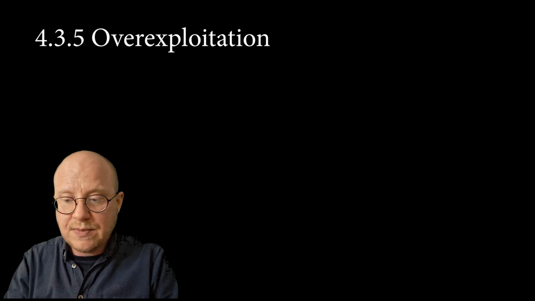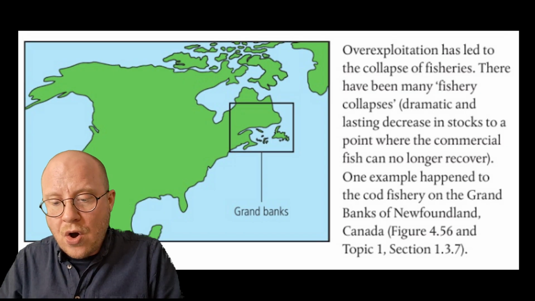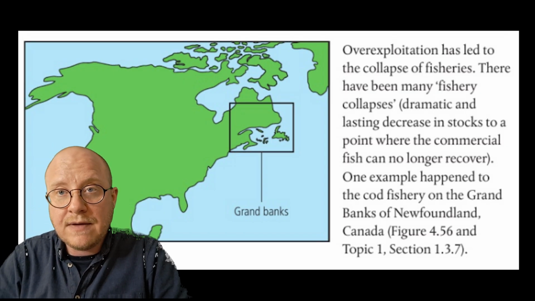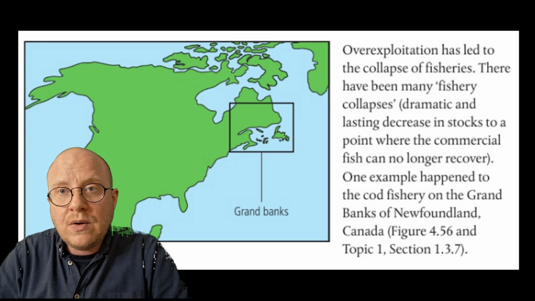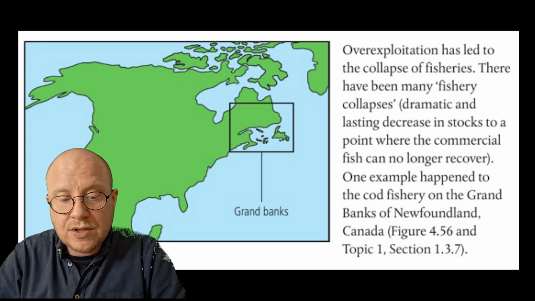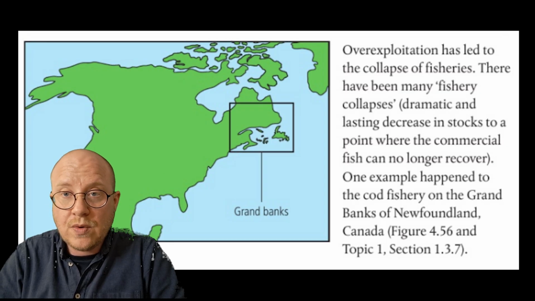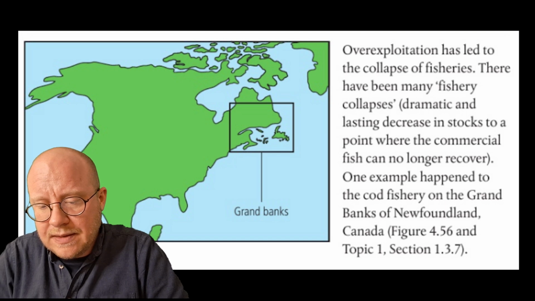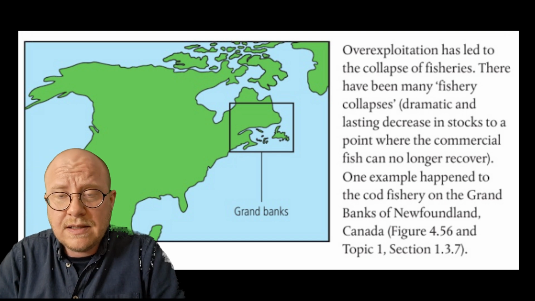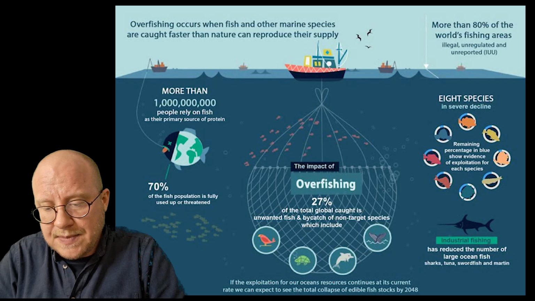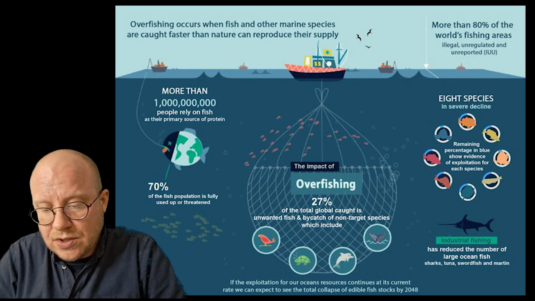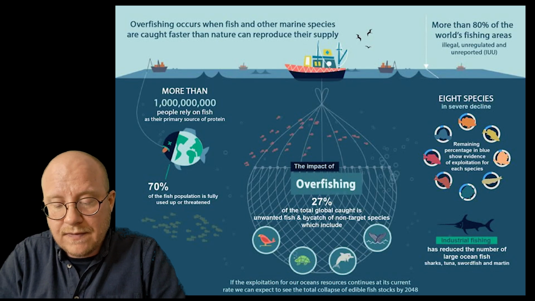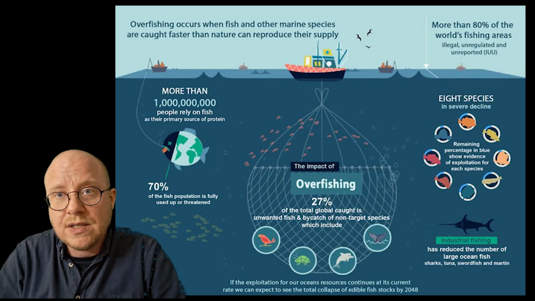4.3.5, overexploitation. Okay, we got a little picture here of the Grand Banks area. Overexploitation has led to the collapse of fisheries. So areas where there's a lot of fish hatching and growing and whatnot, these stop existing, basically. There have been many fishery collapses, dramatic and lasting decrease in the stocks to a point where the commercial fish can no longer recover. Okay, so the population just crashes.